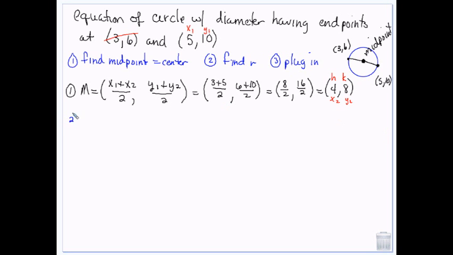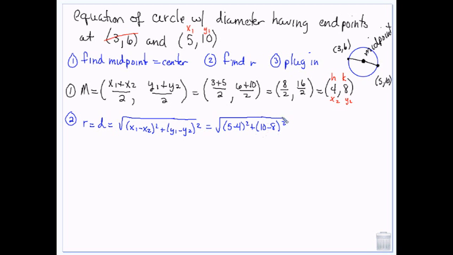So our second thing we're going to do is find r, and r equals the distance, which was the square root of x1 minus x2 squared plus y1 minus y2 squared. So I'm going to say 5 minus 4 squared plus 10 minus 8 squared, which gives me 1 squared plus 2 squared, which gives me the square root of 5, right? Because that's 1 plus 4. Okay, square root of 5. That's my radius. So now I have my radius and I have my center.